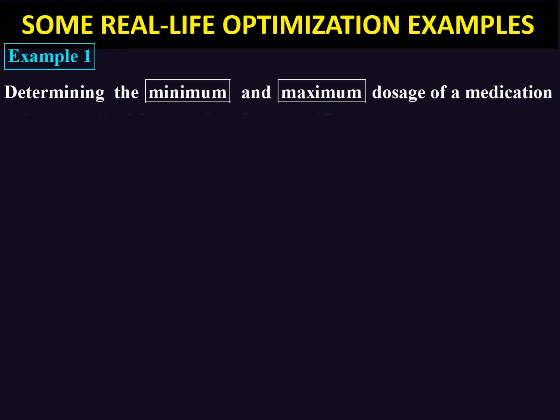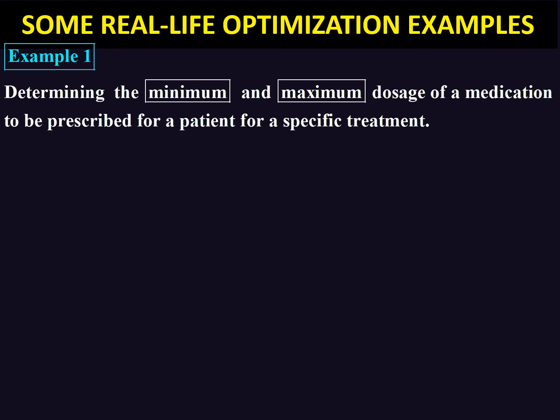These examples here are just examples. We're not actually going to solve them all completely. First one, determine the minimum and maximum dosage of a medication to be prescribed for a patient for a specific treatment. If you're a medical doctor, you want to prescribe some medication for a patient, it's essential that you know the minimum dosage. That means if you prescribe too little, that medication might not have any effect for the patient. On the other side, if you prescribe too much, it might be detrimental to the health of the patient.